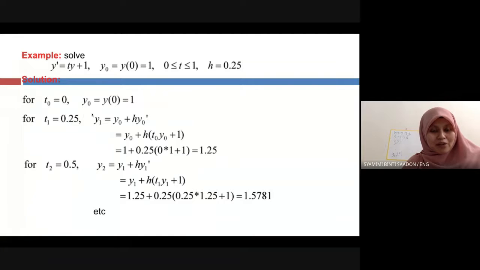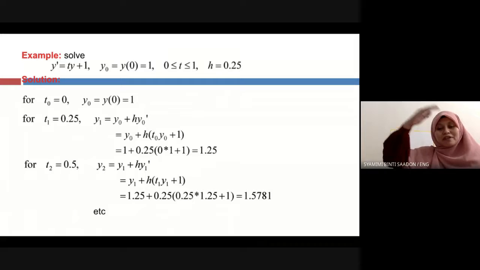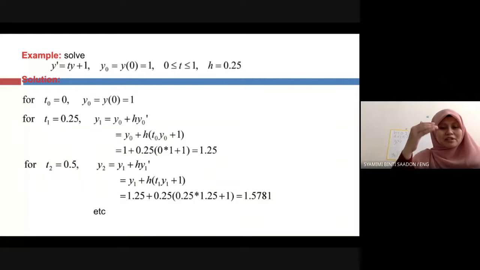This is the example of calculation. At t0, we have y0 = 1, which is given, and then t1 = 0.25. So we apply the Euler method: y1 equals y0 plus h, the step size, times y0 prime. That's why we have to calculate the initial point first, and then we proceed with the higher points. Calculating here, we get 1.25, and then with t2 = 0.5 we get 1.5781.